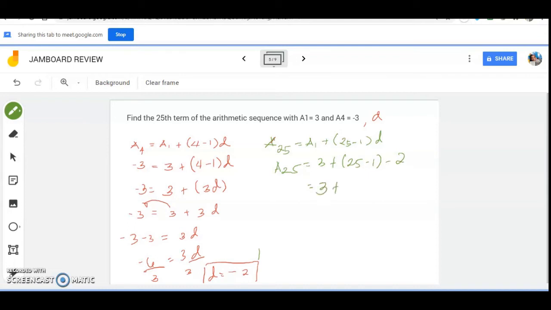So, I have 3 plus 24 times 2. So, 3 plus 48. It's negative 48, because our number is positive and negative. So, we have negative 45. So, that is our 25th term. Okay? Any questions here?